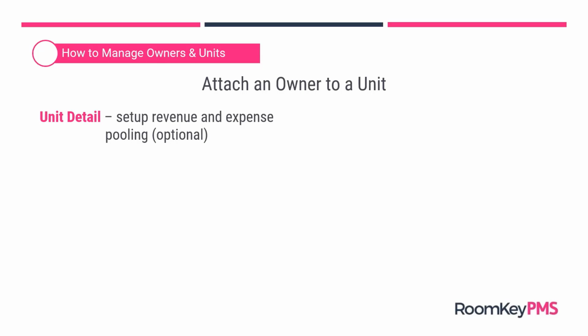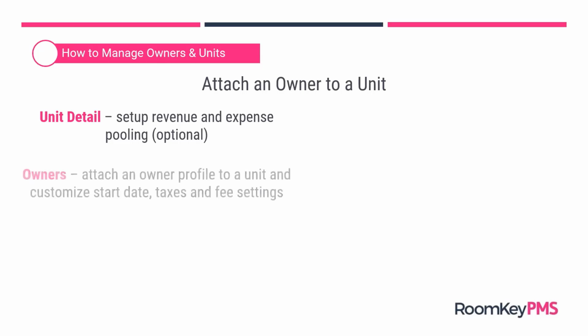And like I said, this is where we can set up how revenue is imported or allocated from that unit. And we'll have the option to do revenue and expense pooling. The next thing that we'll do is actually attach an owner profile to a unit. We can customize the start date, the taxes and fee settings, and this is also where we can add multiple owners. So if you have 2 or more people that own a single unit and split revenue between 2 or more owners, that's the section where we'll be able to do that.